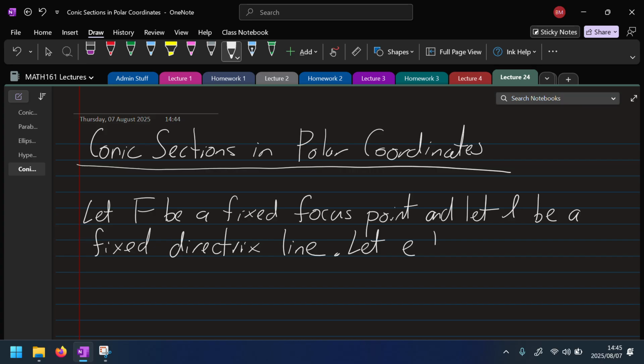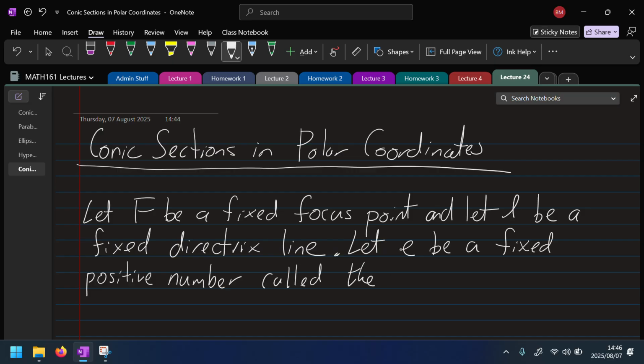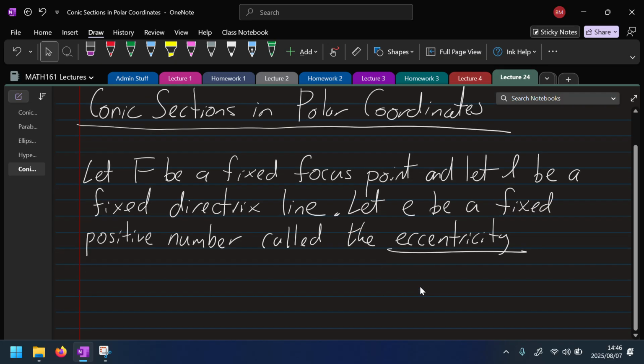Let E be a fixed positive number. Okay. Called the eccentricity. Okay, so new word for today. So focus and directrix, we know that from the last lecture. We've got this new word here. Okay, so that's E.